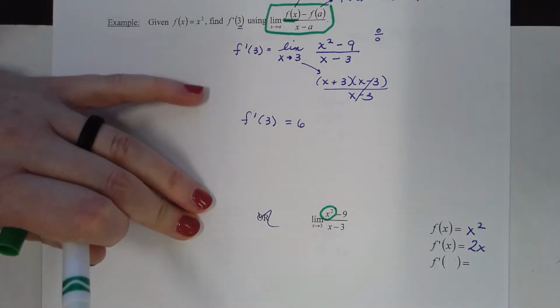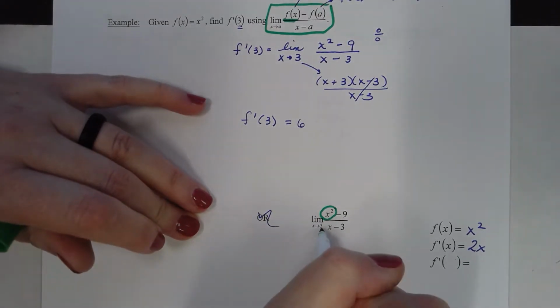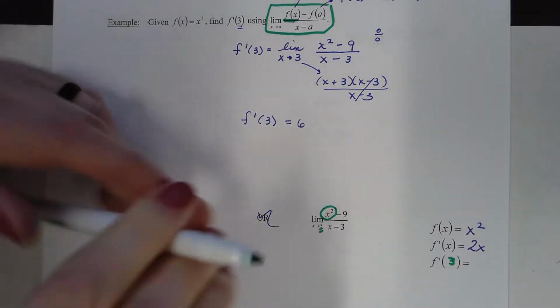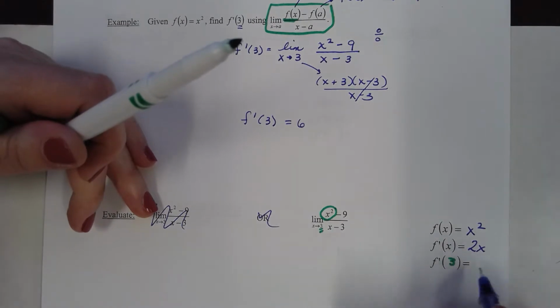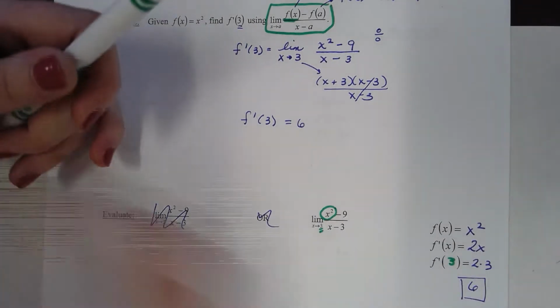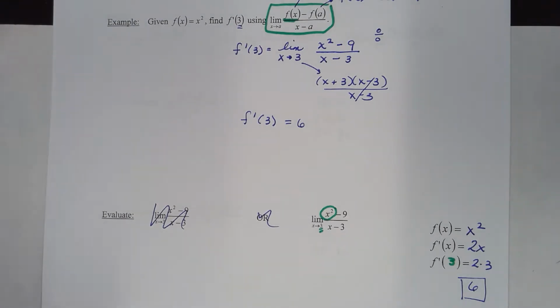And I know that they want the derivative at a specific point. Well, what's that specific point? 3. So I can just say, oh, well, f prime of 3 is 2 times 3, so the answer is 6. And I don't actually have to calculate the whole limit.